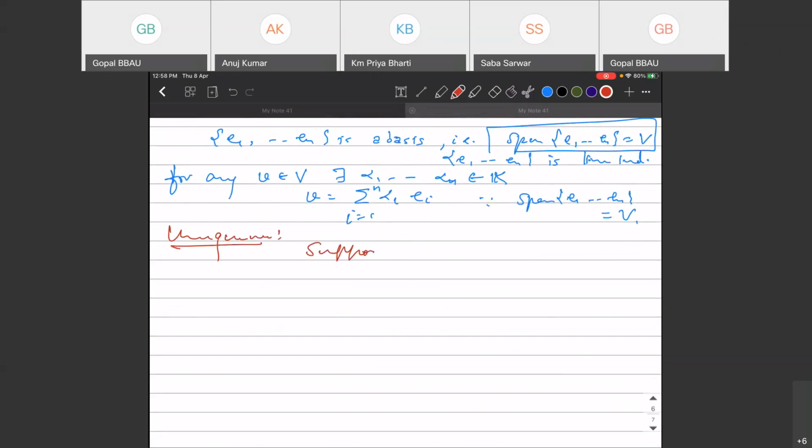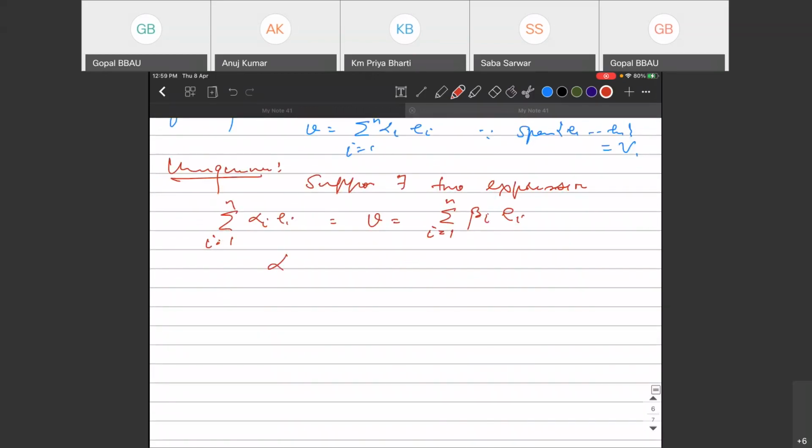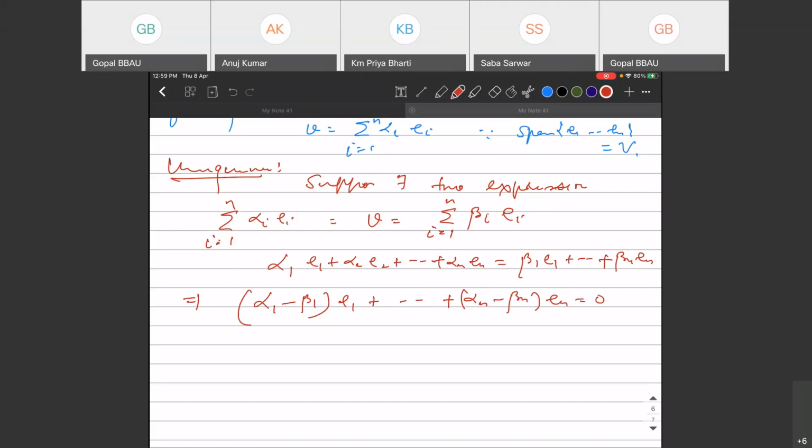Now uniqueness. Suppose there exist two expressions. Summation alpha I Ei, I from 1 to n, is equal to V, and also summation beta I Ei, I from 1 to n. So these two are equal: alpha 1 E1 plus alpha 2 E2 plus ... plus alpha n En is the same as beta 1 E1 plus ... plus beta n En. From here we get (alpha 1 minus beta 1) E1 plus ... plus (alpha n minus beta n) En equals 0.